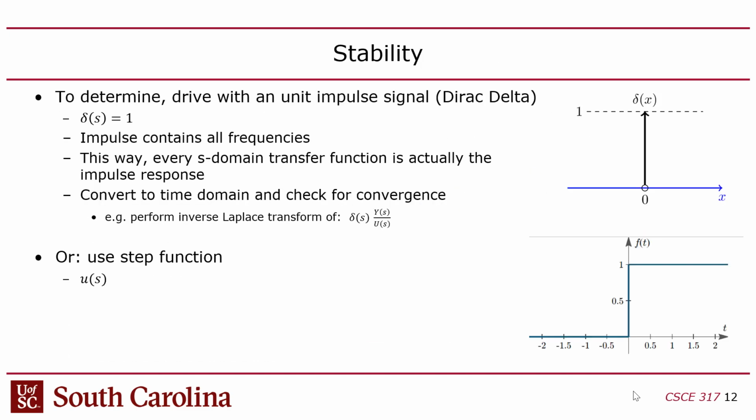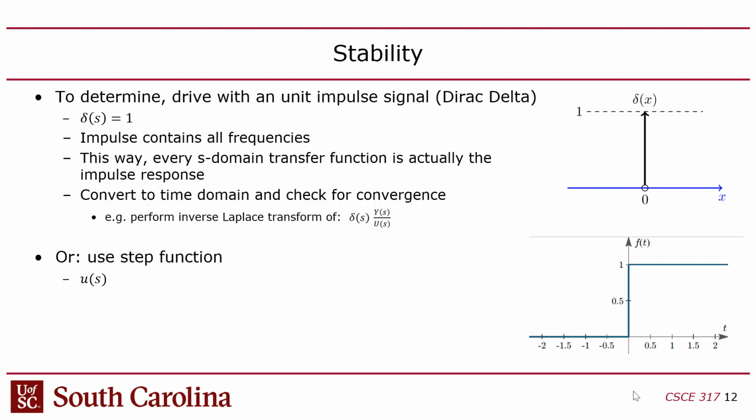So the impulse is an infinitely short input of 1 around time 0. Or it doesn't have to be time 0. It's usually at time 0. And then everywhere else it's 0. Now the problem is that that's not really practical in reality to have an impulse response. But the reason why that's used is because, I mentioned last class, it includes all the frequencies.